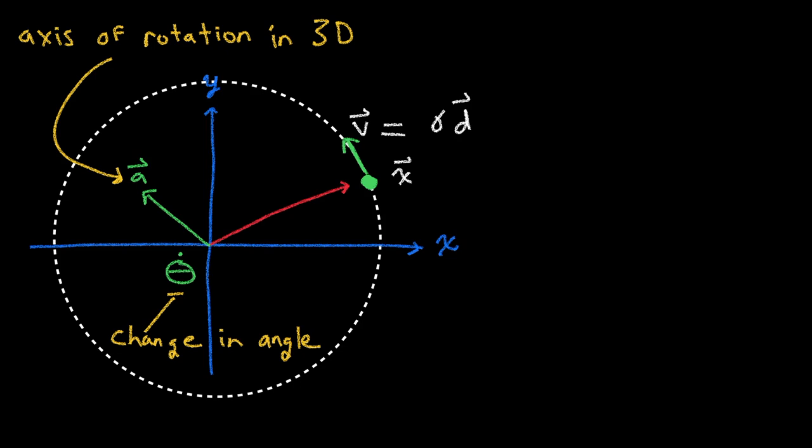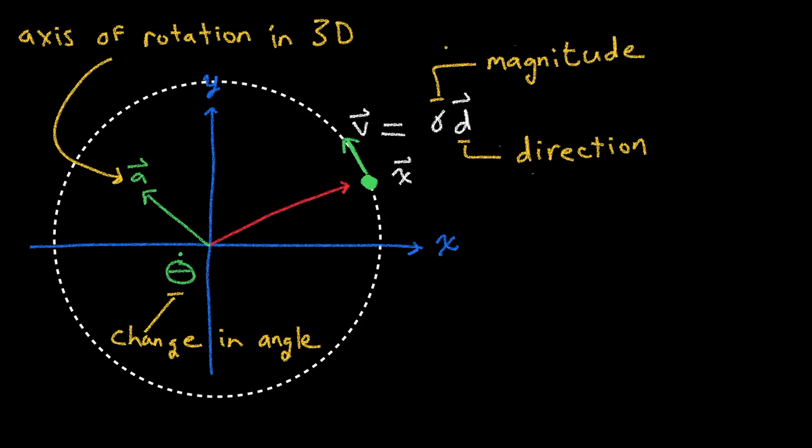I said that the vector v was an unknown vector, so let's try and make it known. We're going to describe this vector using a direction given by the vector d here, and a magnitude, which is given by the scalar quantity alpha. And we want to find values of each of these things that will relate them to our rotation axis a and our angular change theta dot.